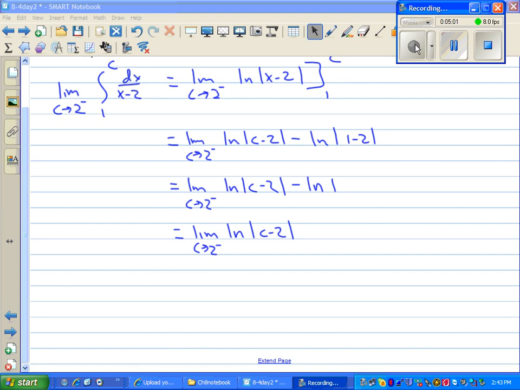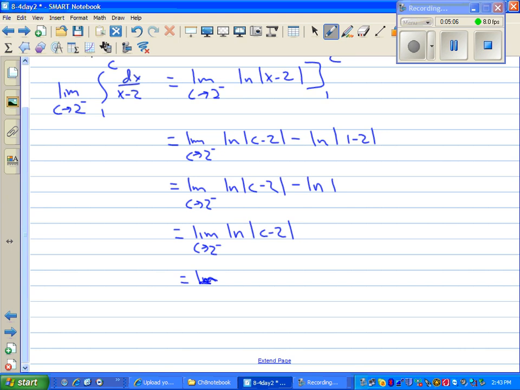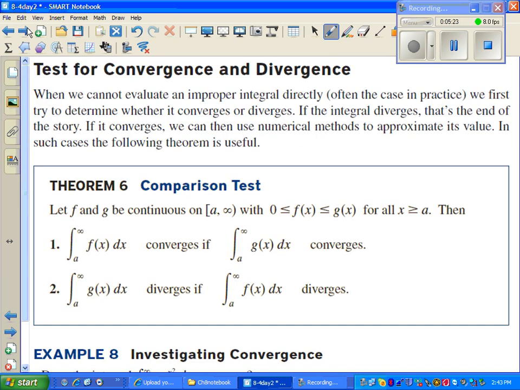Now if we plug 2 in, I want to plug 2 in. Now we have the natural log of (2 minus 2), which is the natural log of 0. And so we can't answer this one because we can't take the natural log of 0. This answer diverges. Test for convergence and divergence. When we cannot evaluate an improper integral directly, often the case in practice, we first try to determine whether it converges or diverges. If the integral diverges, that's the end of the story.